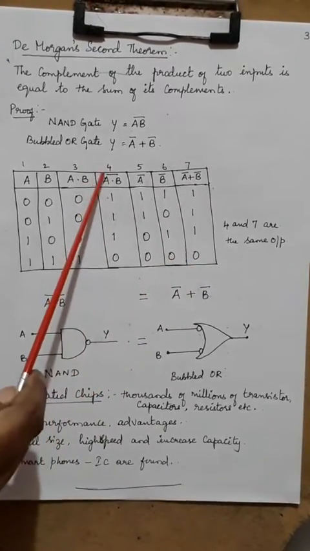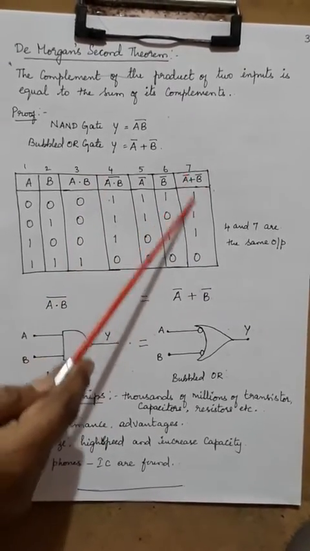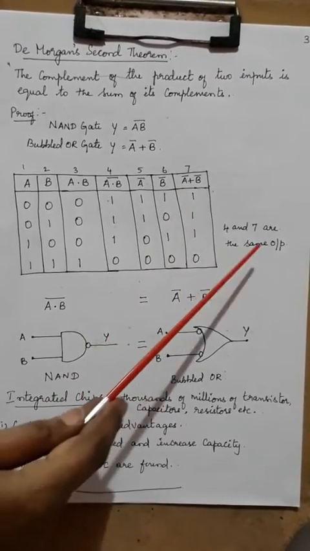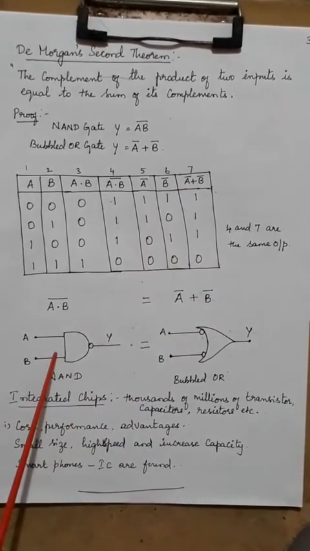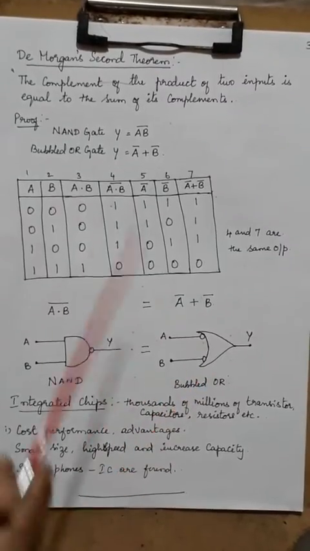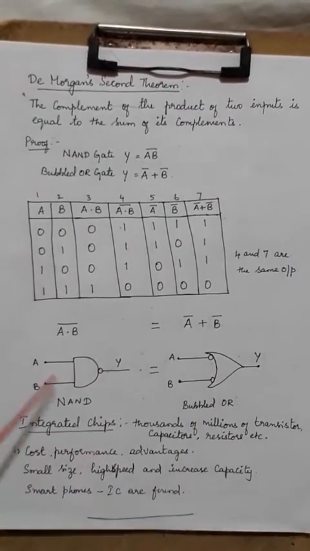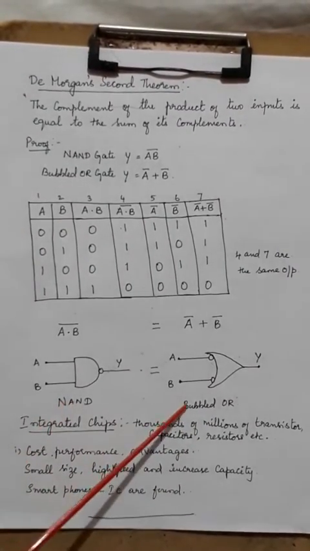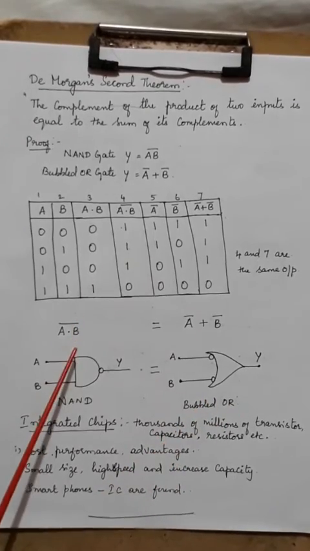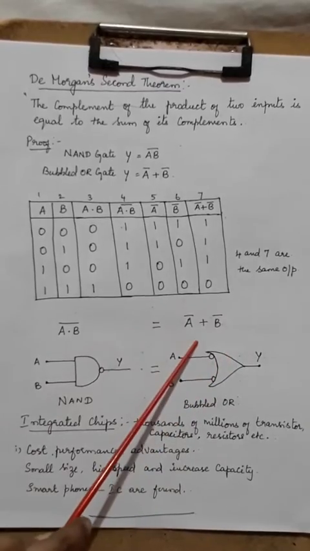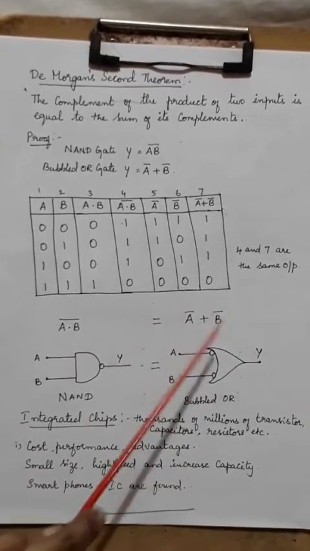So here again, the fourth column and the seventh column outputs are the same. So I can write NAND gate is equal to bubbled OR gate. The complement of the product of two inputs is equal to the sum of its complements.